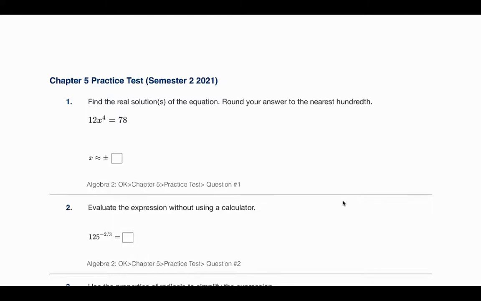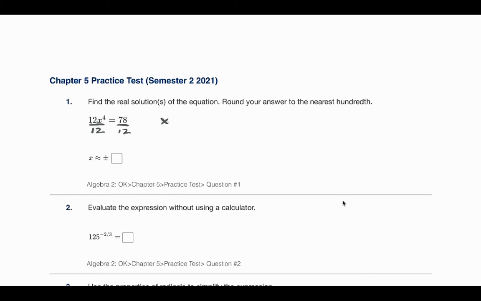All right, here's your Chapter 5 practice test. Number 1, find the real solutions of the equation. Round your answer to the nearest hundredth. 12x raised to the fourth power is equal to 78. So remember on this one here, we're going to first divide both sides by 12.